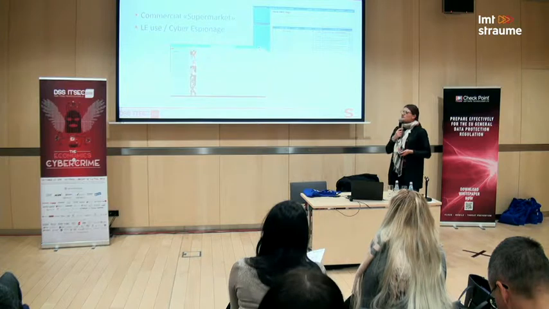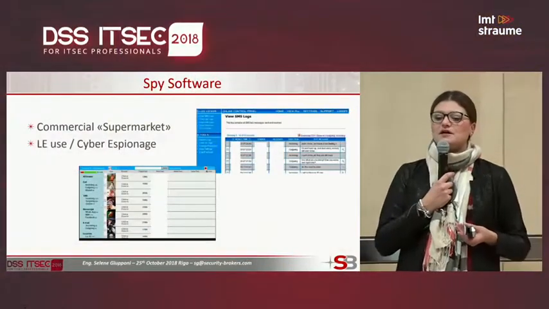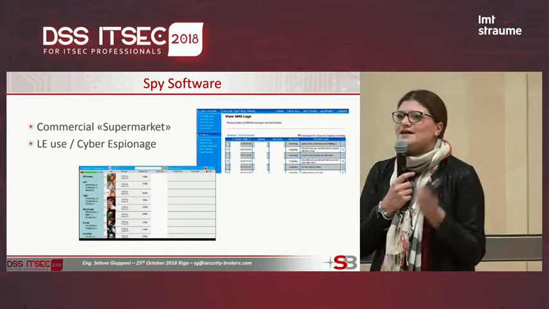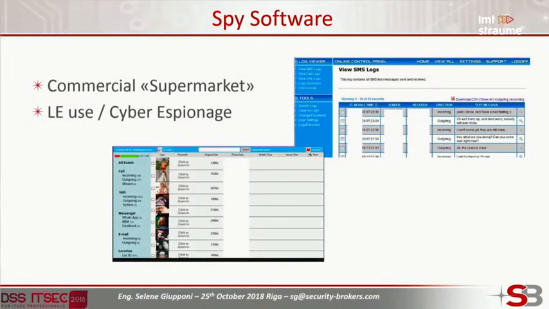So we have two different kinds of spy software at the moment. We have the commercial one, which I call supermarket spy software, and then there is the spy software that is just for law enforcement use, but that can also be used for cyber espionage or by mercenaries and so on.